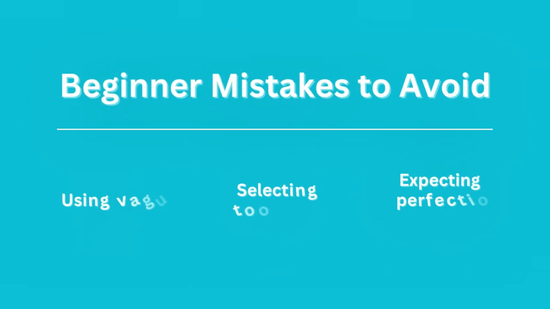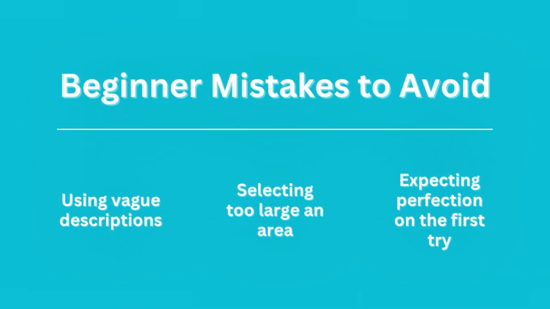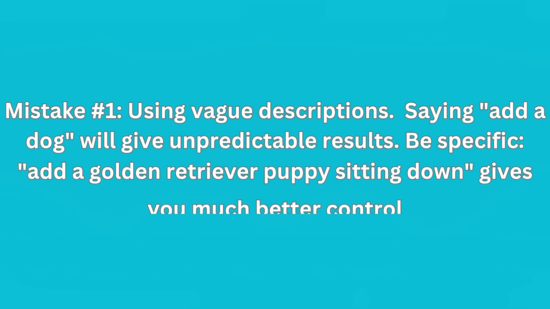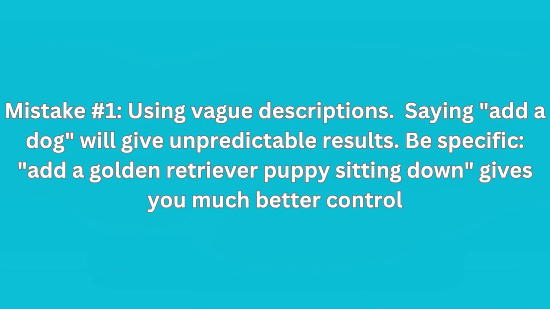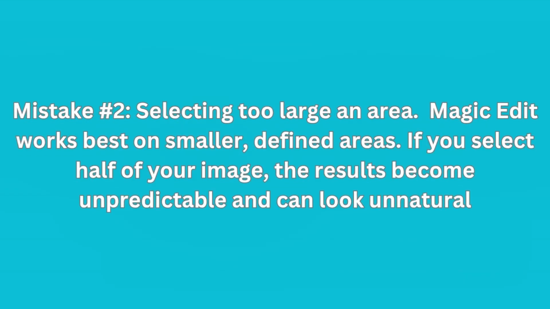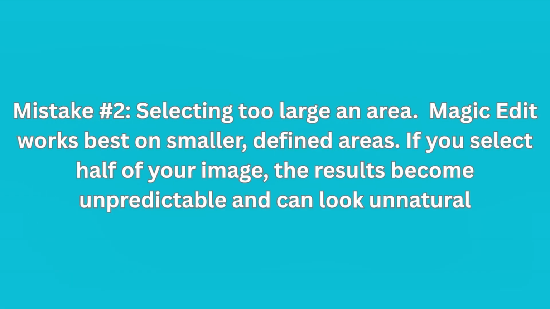When using Magic Edit, try to avoid these common errors. Mistake number 1, using vague descriptions. Saying, add a dog, will give unpredictable results. Be specific. Add a golden retriever puppy sitting down gives you much better control. Mistake number 2, selecting too large an area. Magic Edit works best on smaller defined areas. If you select half of your image, the results become unpredictable and can look unnatural.